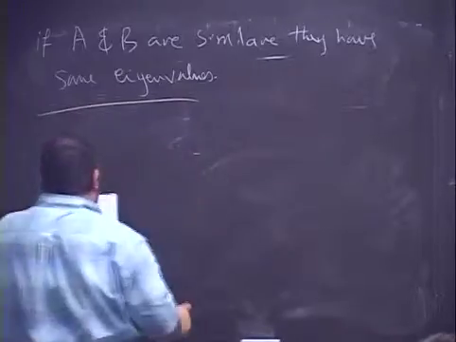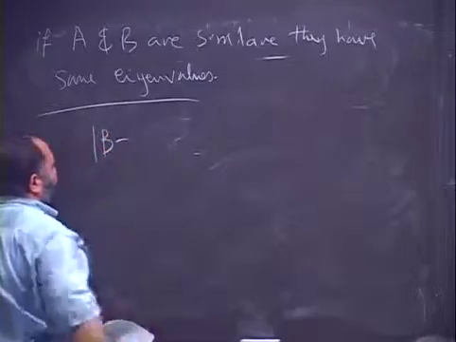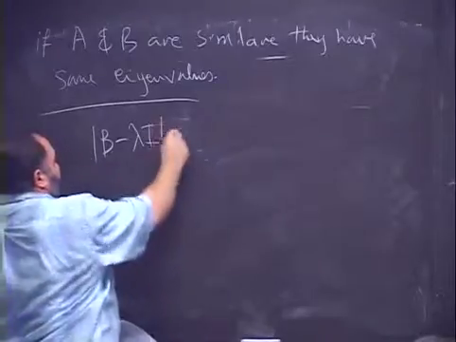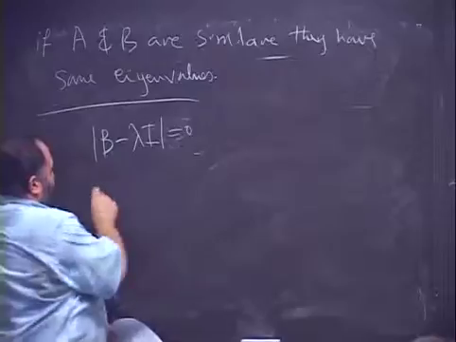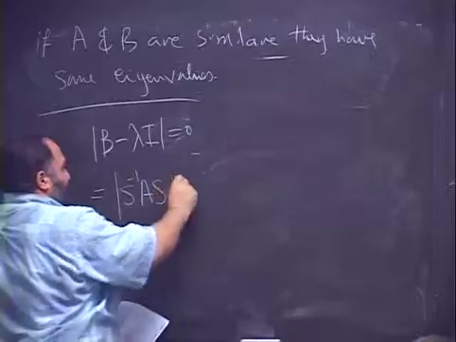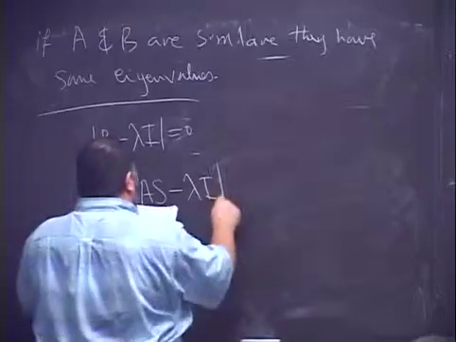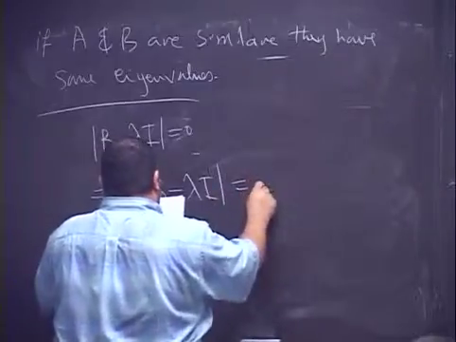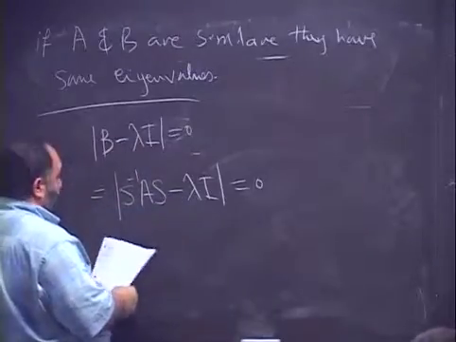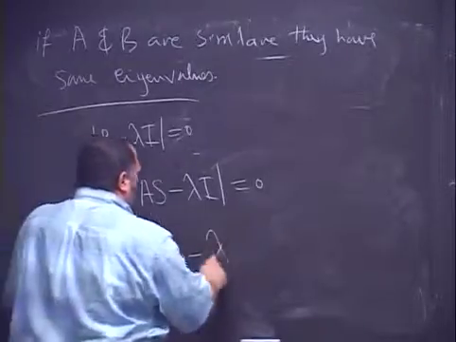How to prove it? What's the eigenvalue for B? The characteristic equation: the determinant of B minus lambda I is equal to 0. So I can write this as, what's B? S minus 1 A S minus lambda I equal to 0. Okay, then I can write this as S minus 1 A S minus lambda.